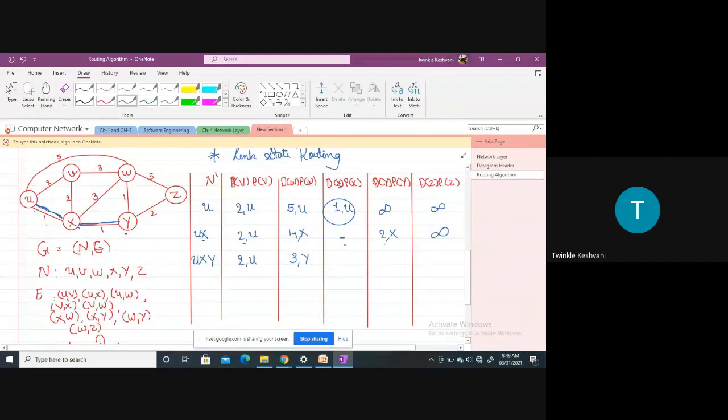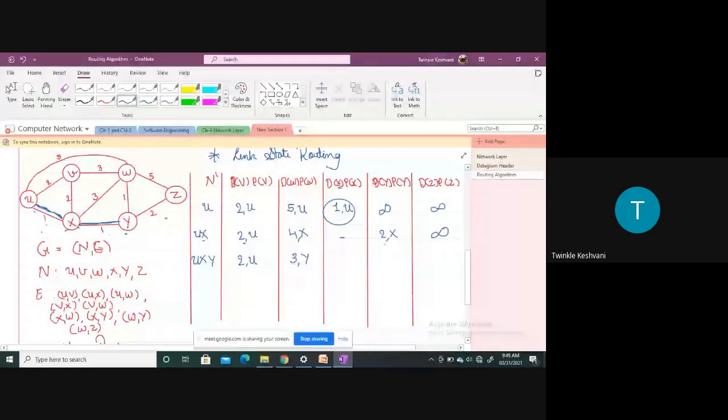Now x is already a visited node, y is the one we are visiting, right? So we just have to keep it as it is. Here, in this box, we don't have to write anything for now. Then z. The path to reach z is also with me: u to x, x to y and y to z. So what will the cost be? 1 plus 1 plus 2, that is 4.